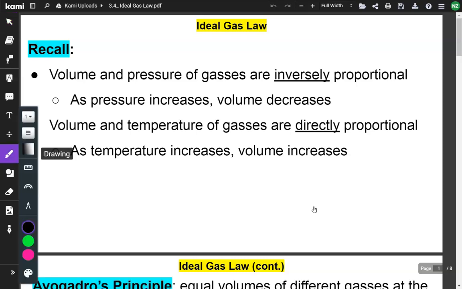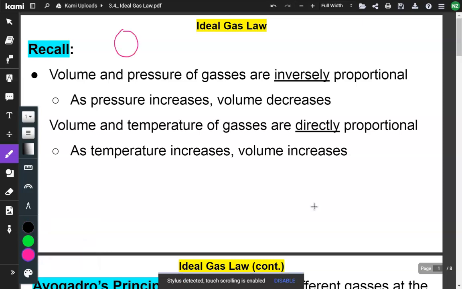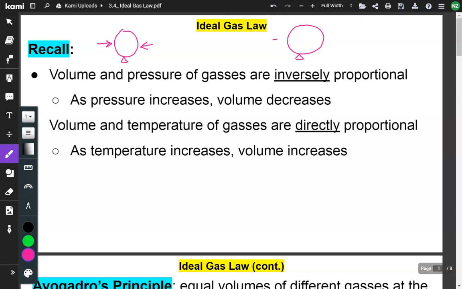Okay, so let's just talk about it in terms of a balloon. If I have a balloon here, if I increase the pressure on the balloon, my volume is going to decrease. The balloon will get smaller. If I took the balloon into outer space where there isn't a lot of pressure, that balloon would have lots of room to expand and it would get bigger. Okay, so pressure and volume are inversely proportional.